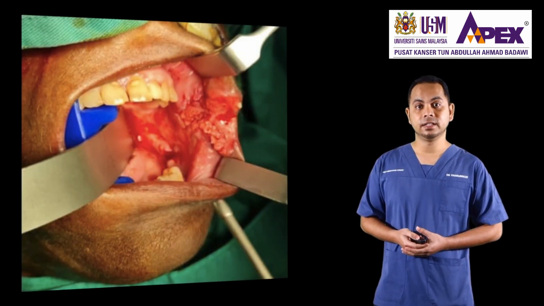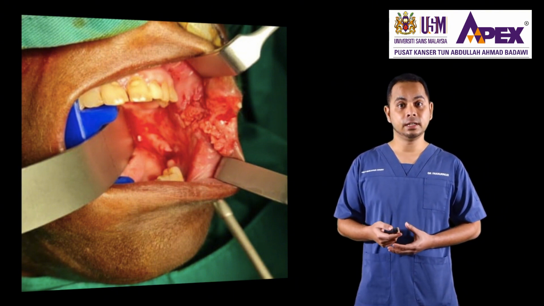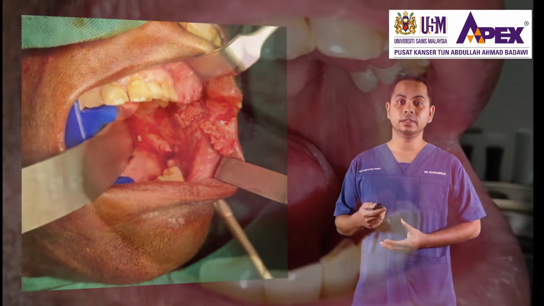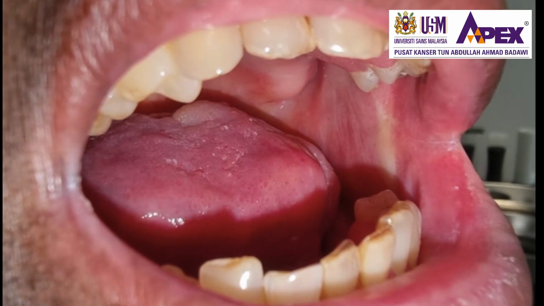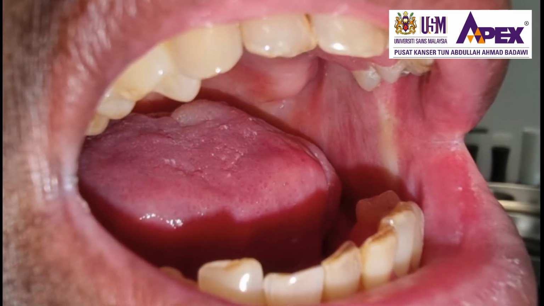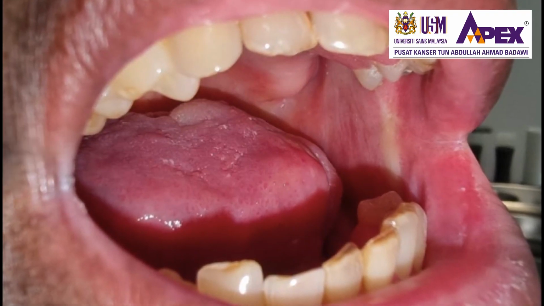And this is another example of our patient having squamous cell carcinoma at the buccal mucosa. We did brachytherapy, and you can see the treatment result after 3 months. Definitely the tumor is gone, and the patient has the side effect of fibrosis with scarring at the buccal mucosa.